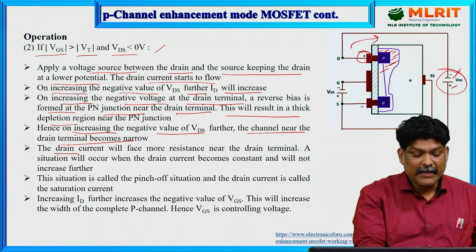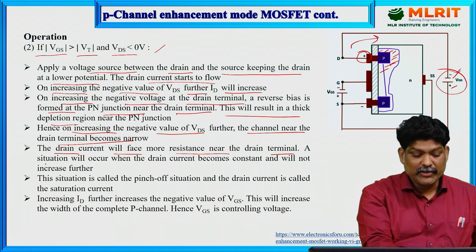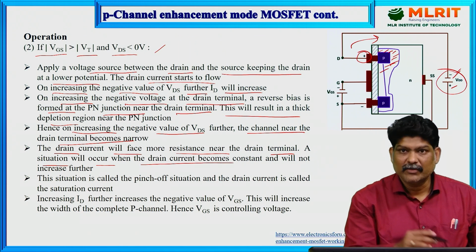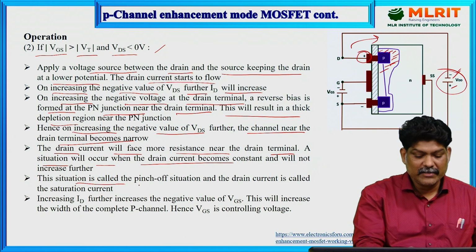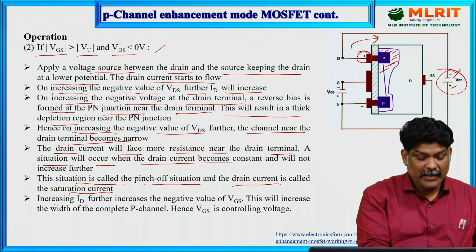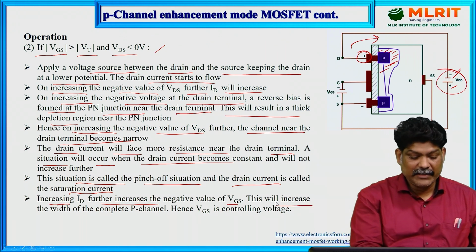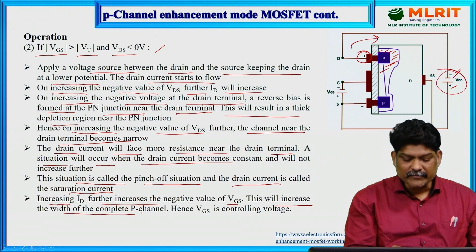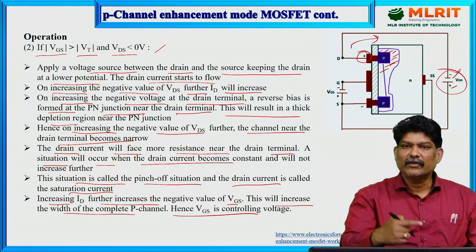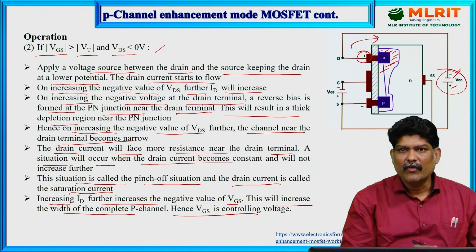So the drain current will face more resistance near the drain terminal, so less current, and then a situation will occur when the drain current becomes constant and will not increase further. So it gets saturation. This situation is called the pinch off situation, and the drain current is called the saturation current. Increasing the negative value of VGS increases ID further. This will increase the width of the complete P channel. Hence VGS is the controlling voltage. By changing the controlling gate to source voltage, we are able to control the output current ID. Hence it is called a voltage controlled device.